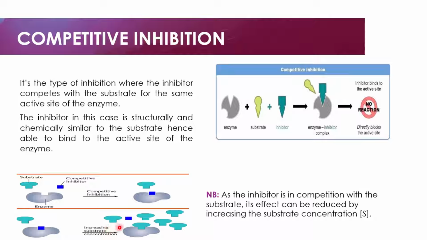In the second part of this illustration, we can see that an increase in the substrate concentration will either reduce or stop the effect of the inhibitor in the enzymatic reaction. So in summary, if you want to reduce the effect of the inhibitor in a competitive inhibition, we only have to increase the concentration of the substrate in the reaction.